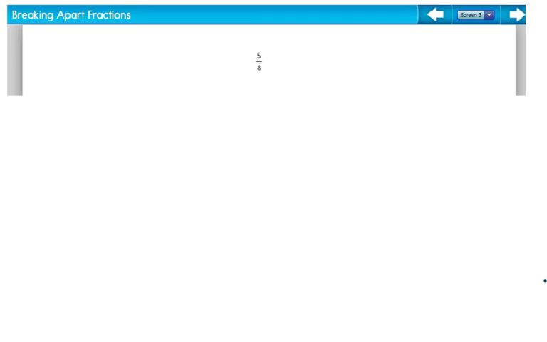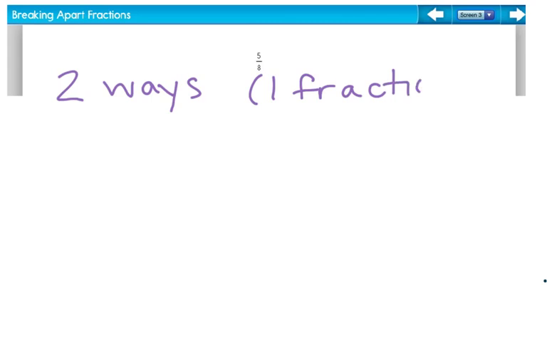Now let's take 5/8. This time I want you to do 2 different ways. And I want one of those ways to be a fraction that does not have eighths as the denominator. So think of other ways that you could say eighths. Here's a little clue. Make sure you pause your video while you're working on your whiteboard.